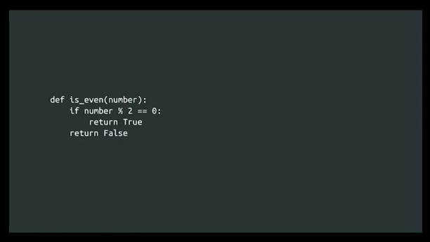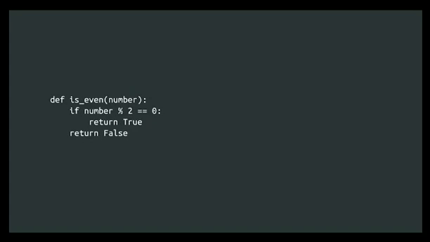Even numbers are all multiples of 2, which means the remainder of the integer division between an even number and 2 is always going to be 0. In this function, we're using this principle to decide whether a number is even or not. So how come we have these two return statements?